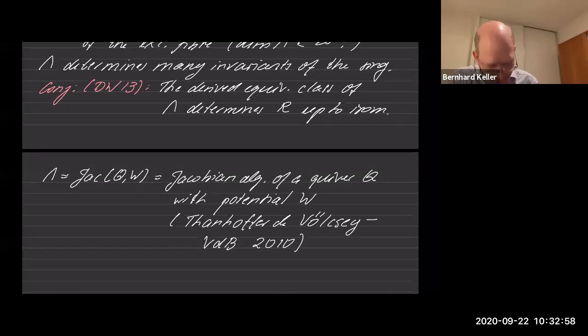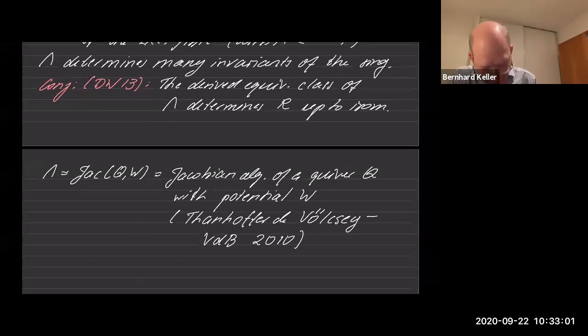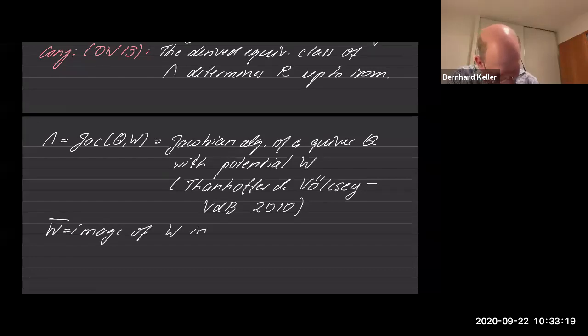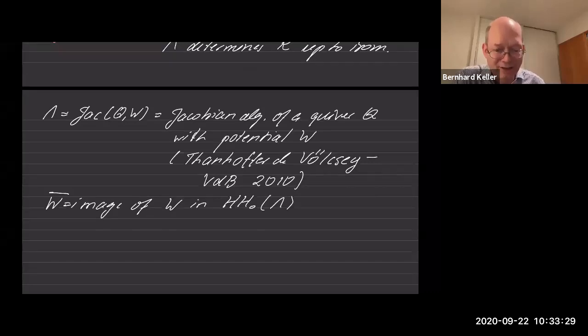from 2010. And okay, so you can interpret the potential as an element in zeroth Hochschild homology of the path algebra. And then the Jacobian algebra is a quotient of the path algebra, so we can take the image of the potential in zeroth Hochschild homology of the Jacobian algebra, so the contraction algebra. So in addition to the contraction algebra, we have this class, which is actually quite canonical.